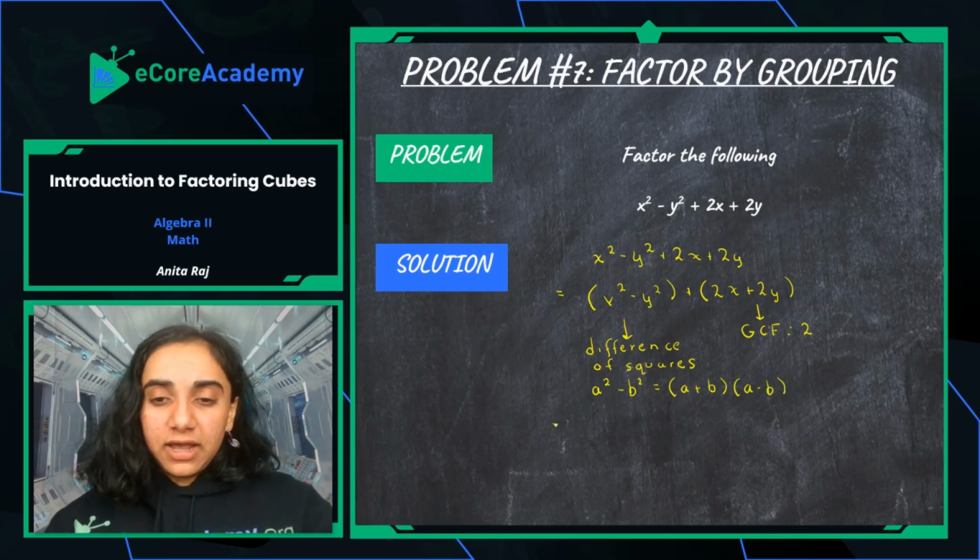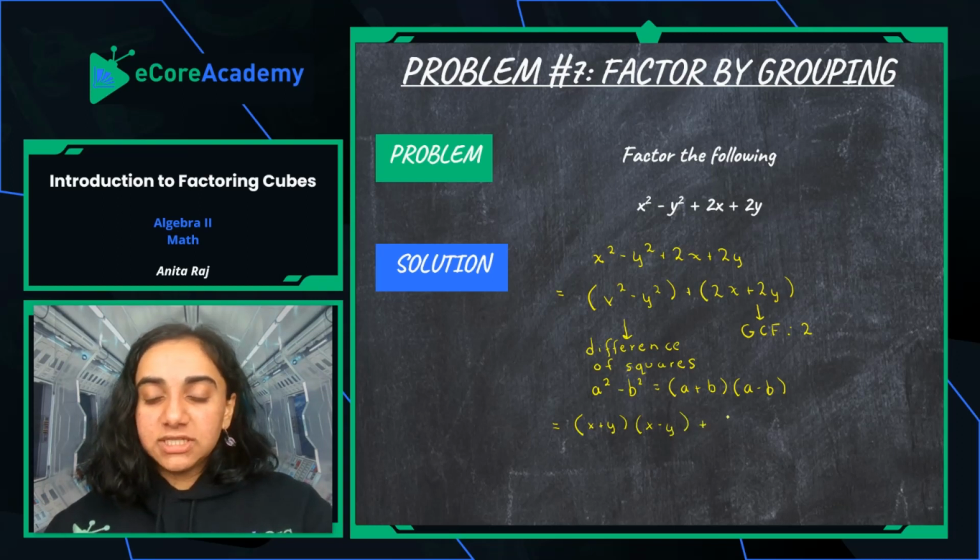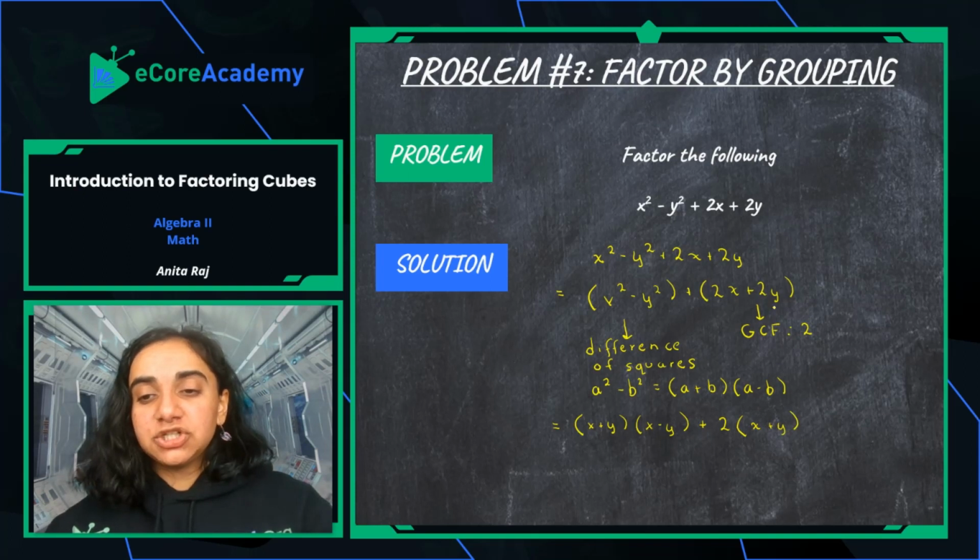So if I do that, I'm going to have x plus y times x minus y plus, if I pull down this GCF, if I put 2 in front, well, 2x divided by 2 is just going to be x, and 2y divided by 2 is going to be y. So I pretty much just simplified this set of parentheses up here.